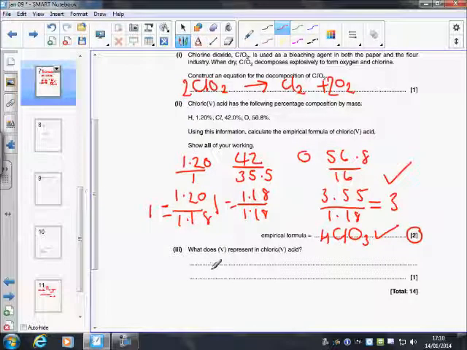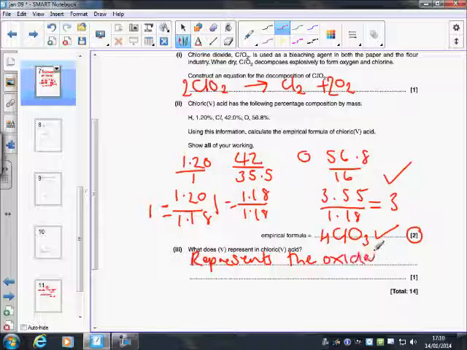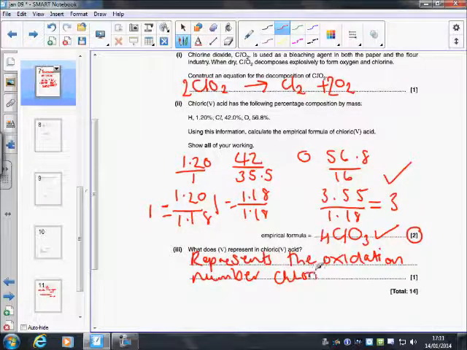And what does the phi represent in the chloric acid? This here just represents the oxidation number of your chlorine. And it's important you put which element it represents. So it's the oxidation number of the chlorine to get that 1 mark.